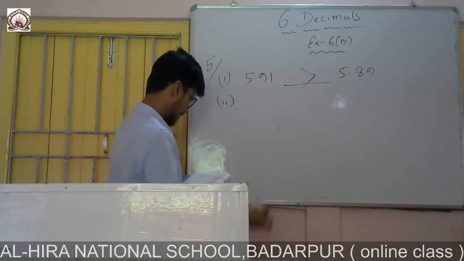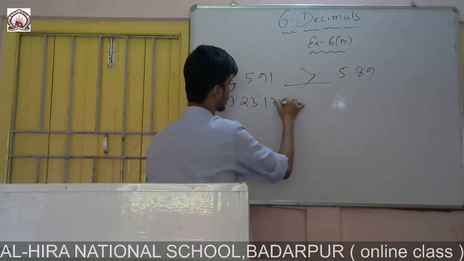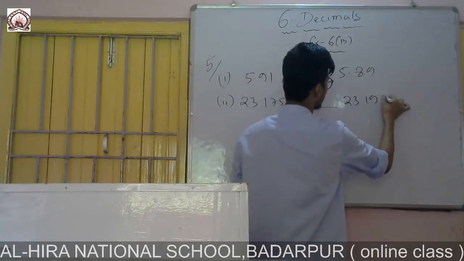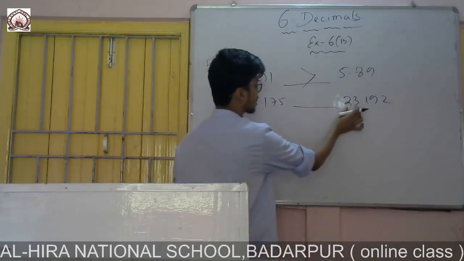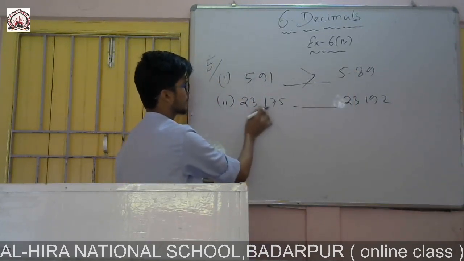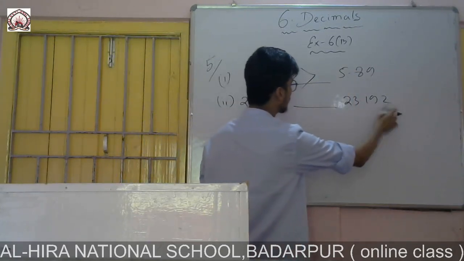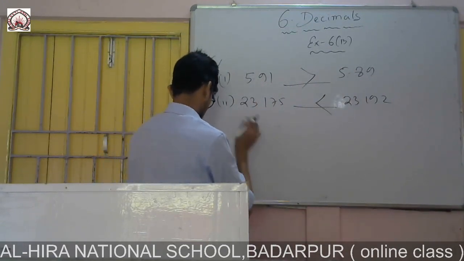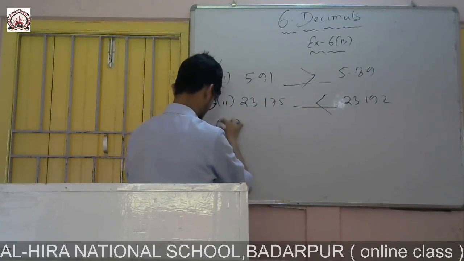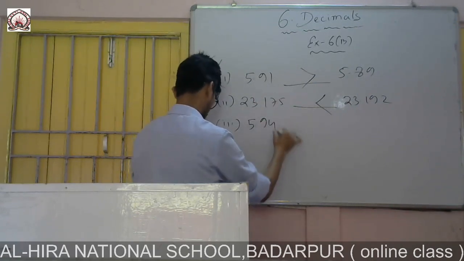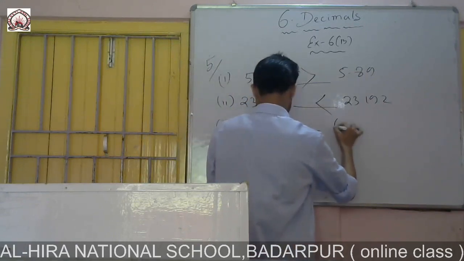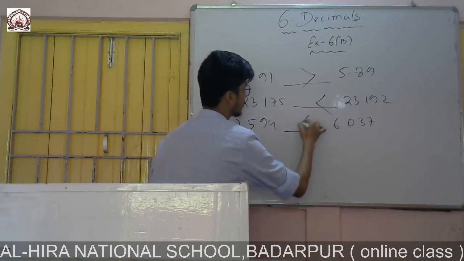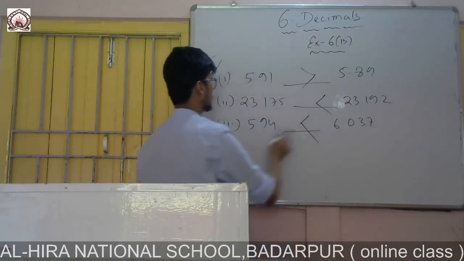Part 2, it is 23.175, and that side it is given 23.192. Which one is greater? They are also 23, they are also 23. Leave this part. After the point they are 175 and there it is 192. Which one is greater? 192. Part 3, you see, it is given 5.94 and that side it is given 6.037. It is very easy. They are 5, they are 6. Which one will be greater? Simple. 6 will be greater. 6 point something, they are 5 point something.